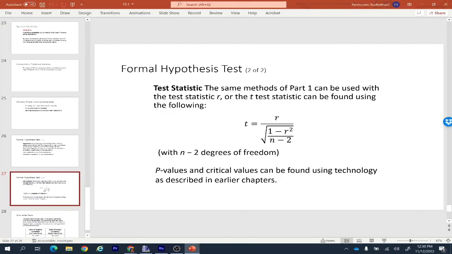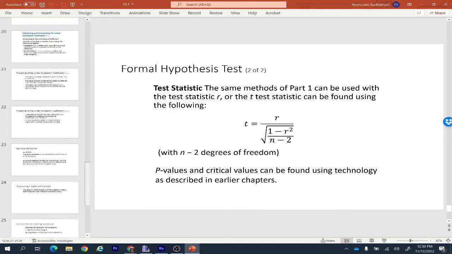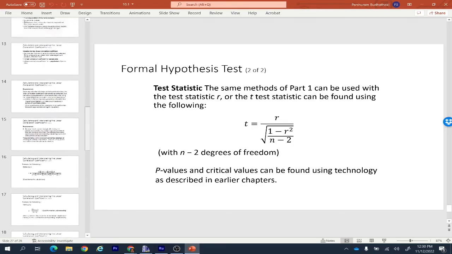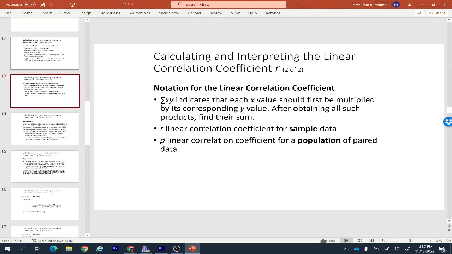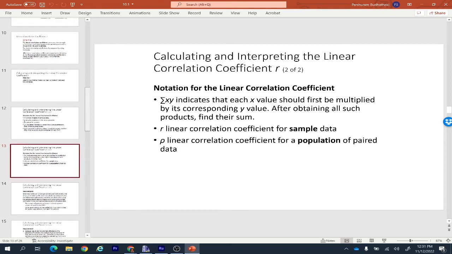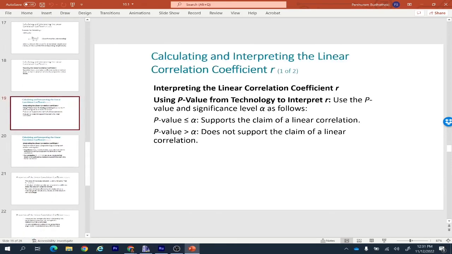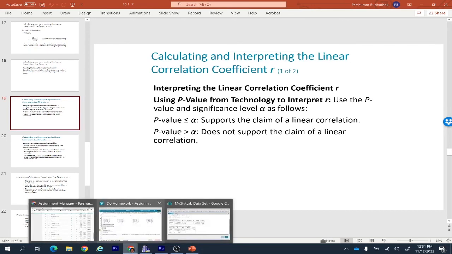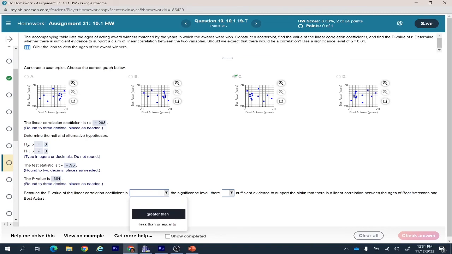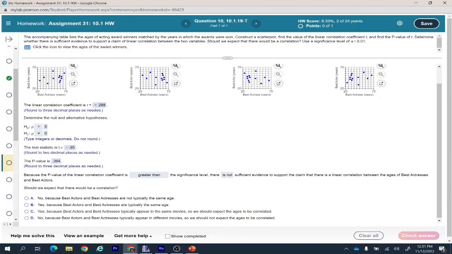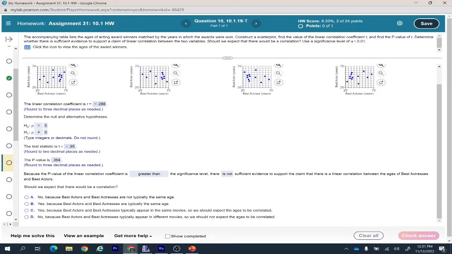Whenever you have a p-value greater than alpha, your conclusion should be coming from here. Where is that? There is one here. So if the p-value is greater than alpha, it does not support the claim. So in this case, the p-value is greater than alpha, so there is not sufficient evidence to support the claim. Okay. And should we expect that there would be a correlation?